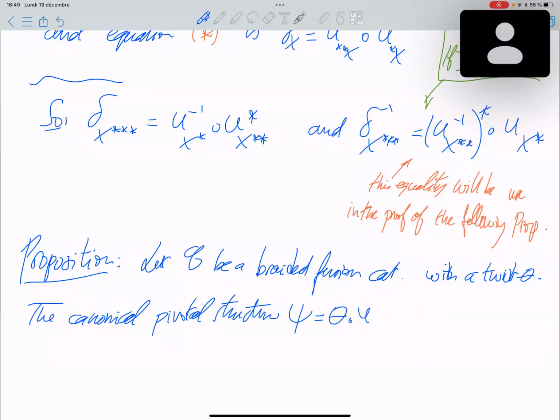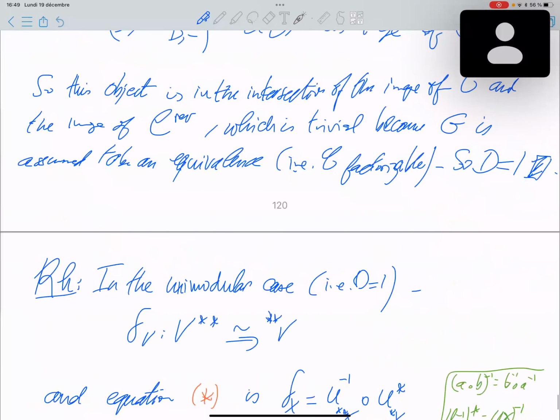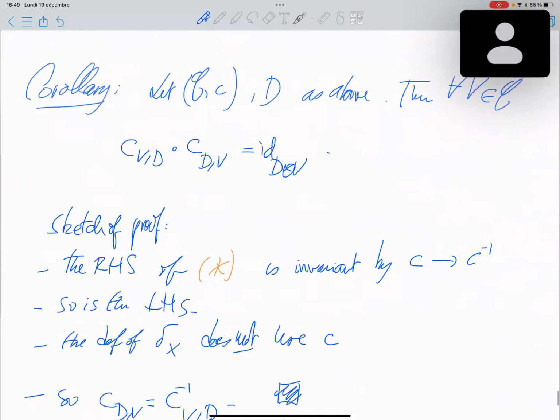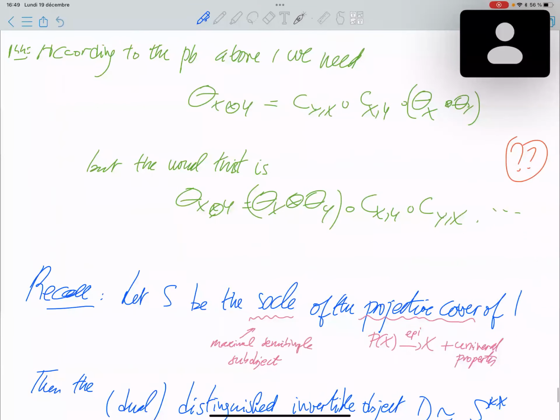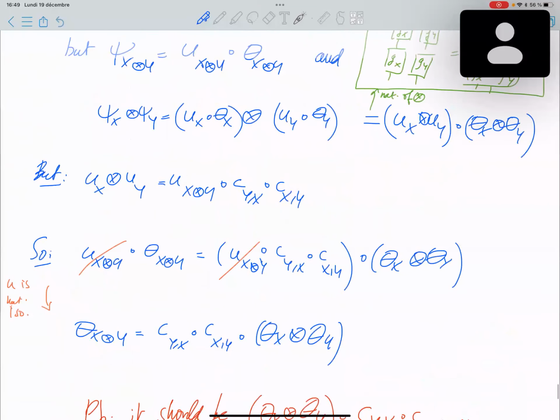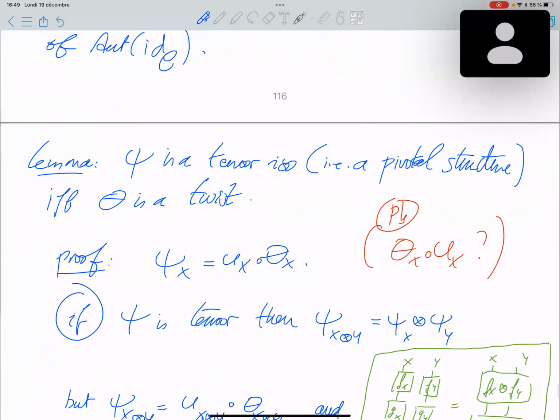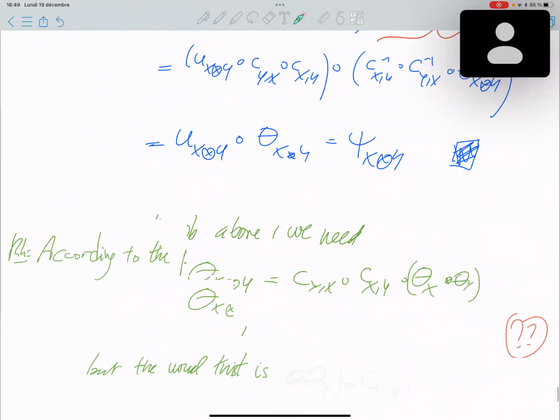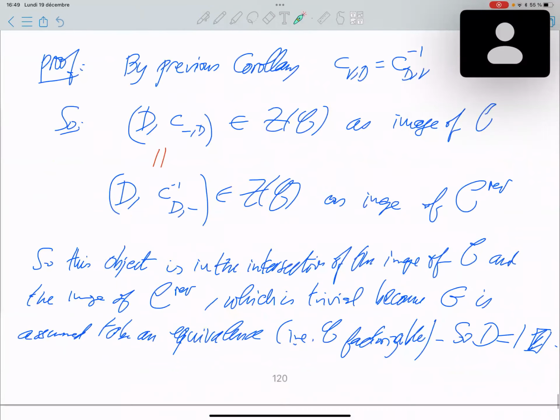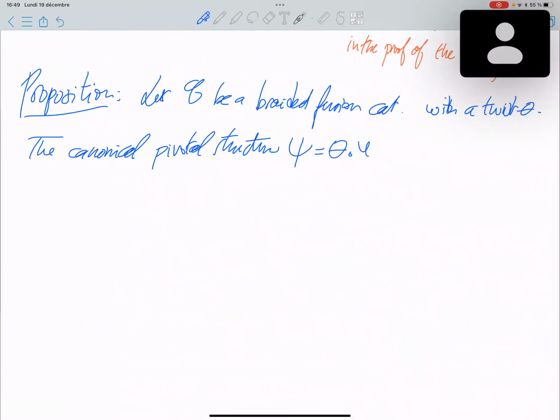We know it's a twist, so this is a pivotal structure, and in fact I can check here whether it's theta U or U theta. The problem I got above, theta U or U theta, where is it? U theta, yeah, so it's theta U, yeah. I guess this is the problem I got here. It should be like that. And I guess if I use it correctly here, everything should be okay. So I will fix the slide later. So the slide you will get will be fixed about this point.